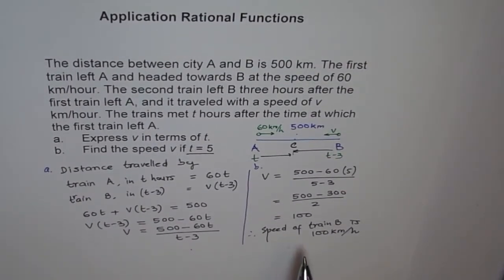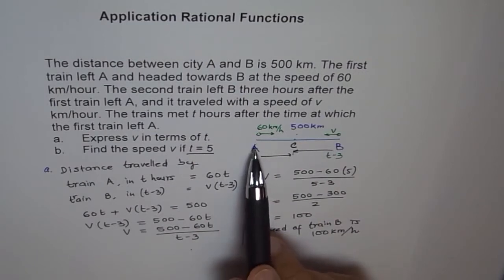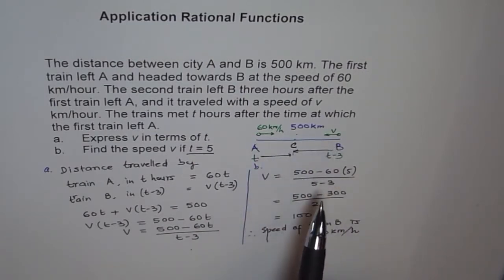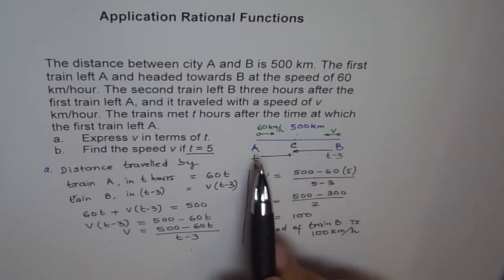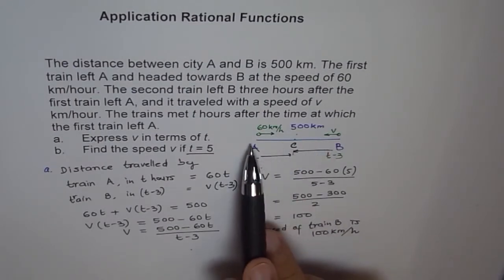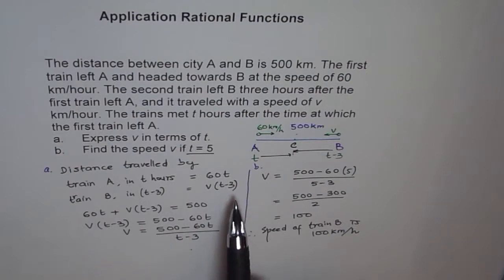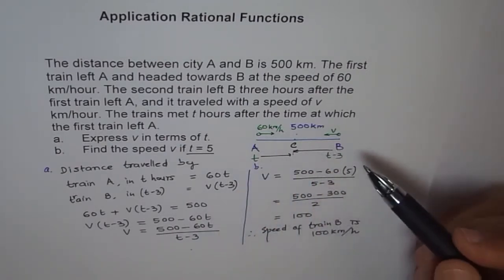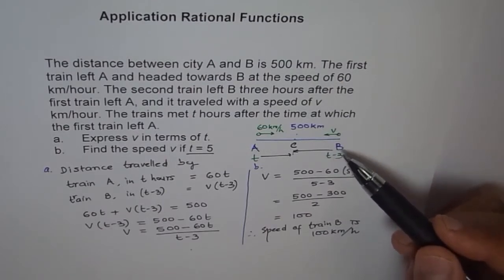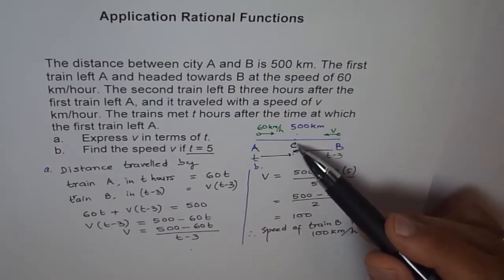So how did we do this question? First, try to make a sketch so that you understand the problem. These are two cities, A and B, 500 kilometers apart. And then train A starts. Let's say t equals 0 when train A starts, right? And after 3 hours, train B starts. So actually t equals 3 when it starts, right? And they meet somewhere in between.